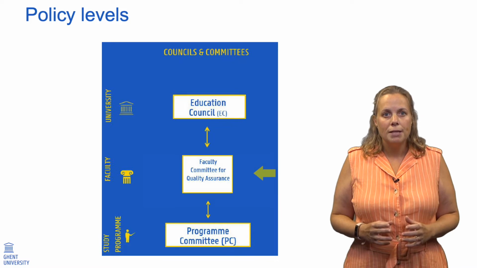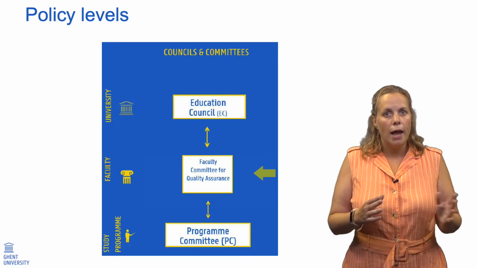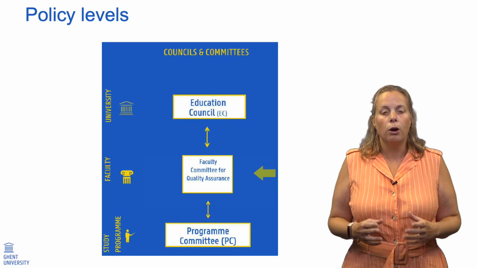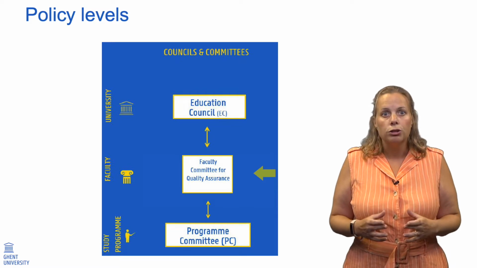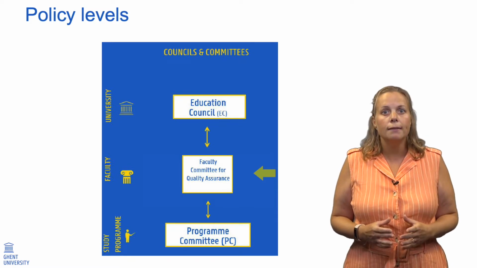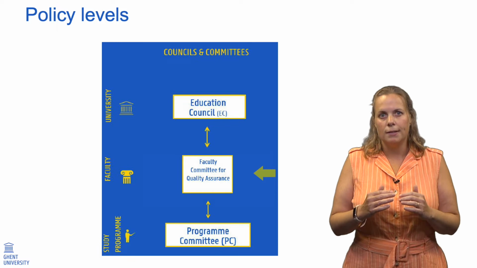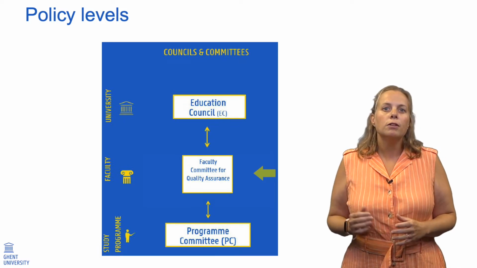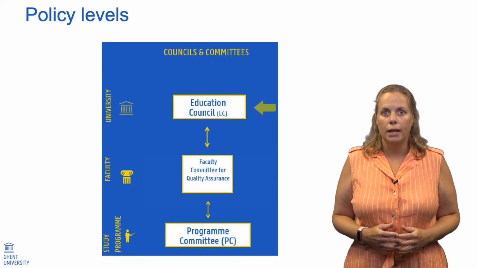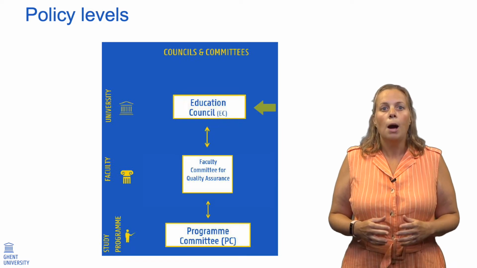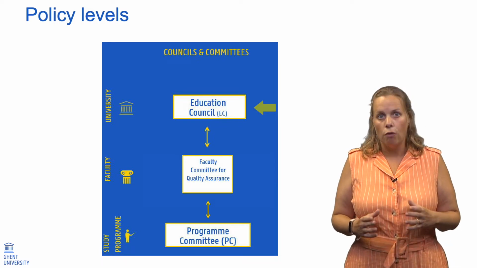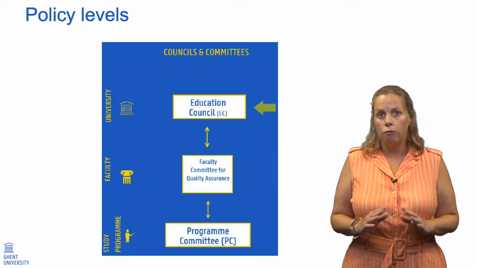The faculty committee for quality assurance, where every chairman of the study program committees in our faculty and other staff sections and students are delegated, plays a central role on faculty level. At university level, the central role is reserved for the Educational Council. Among its members are representatives of all staff sections and students of all faculties.